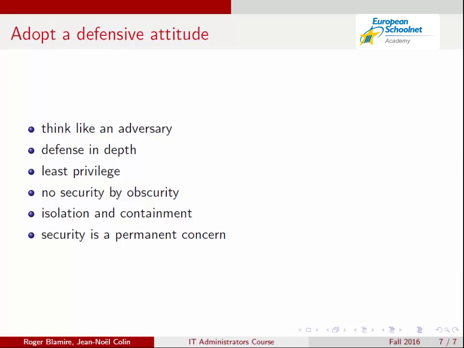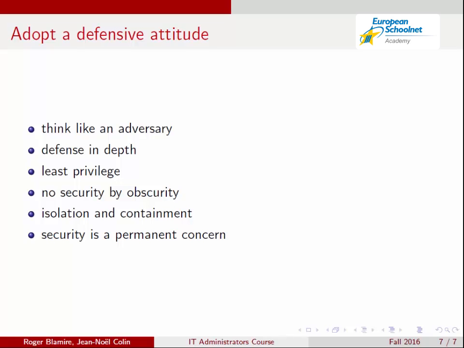So I will finish with a few recommendations about dealing with security. It's really about adopting a defensive attitude. Without being paranoid, you have to think like an adversary. When looking at your system, put yourself in the shoes of an attacker or a hacker and think, what could he do? What would he be interested in, and through which path could he try to reach my infrastructure? So really put yourself in the hacker's seat and look critically at your infrastructure. It's a really different mindset than just building a system. Here you also have to think, what could go wrong?